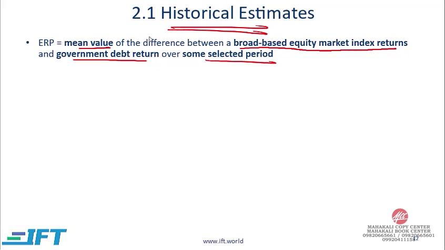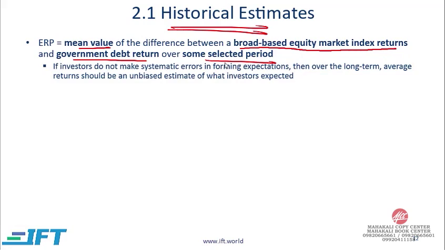But notice that I have emphasized several points in here, and I'm going to just say why I have mentioned this. When we talk about mean return, the question is, what do we mean by mean? Is it a geometric mean, arithmetic mean, harmonic mean? Then we talk about a broad-based equity market index. So question is, which index? Then we talk about government debt. Which government debt? Short-term, long-term. Then we talk about a selected period. 3 months, 6 months, 10 years. What is an appropriate period? So notice that there are several issues that need to be addressed.